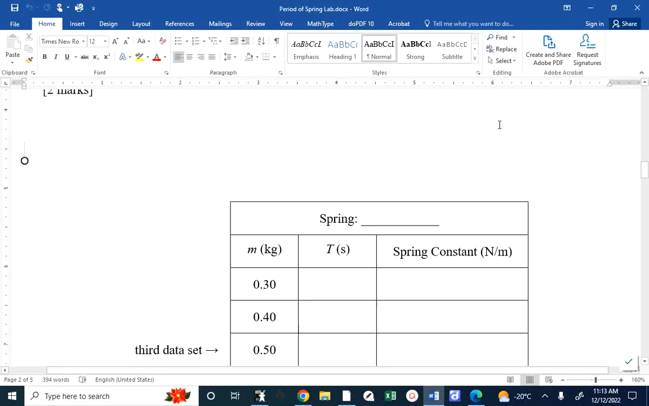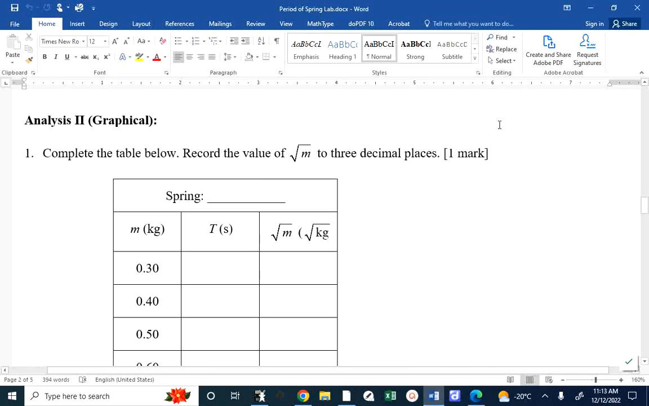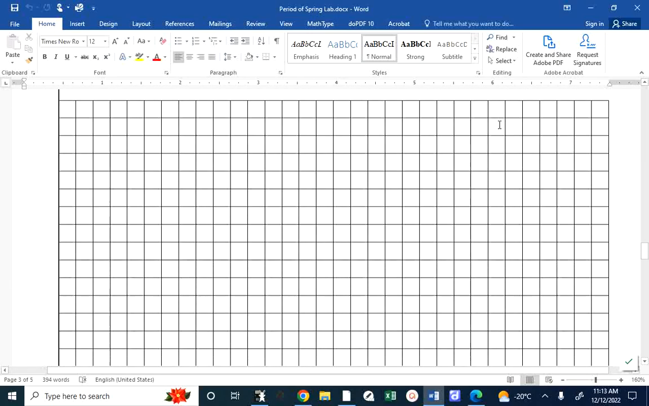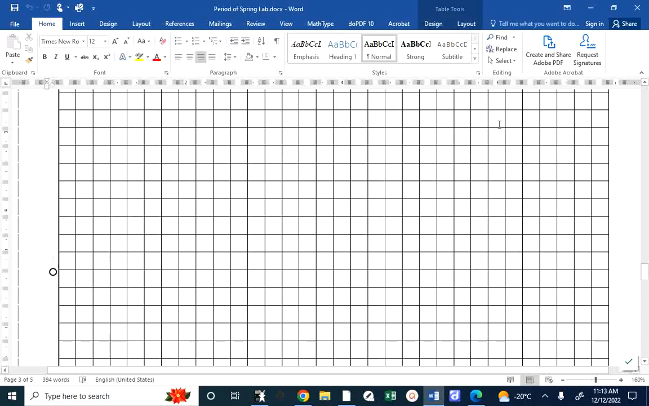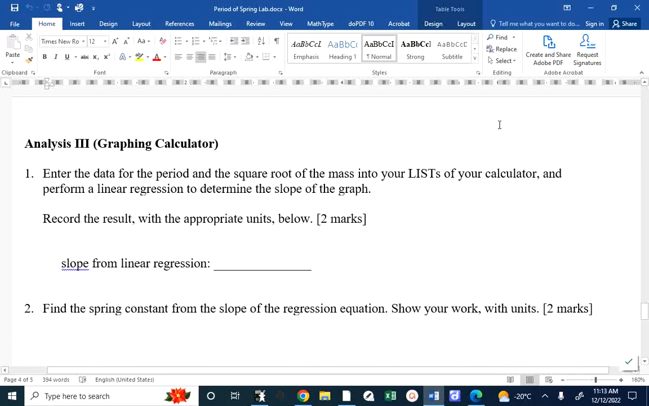Clearly, there's a spot in all of the tables for you to record the letter of the spring. Part of your mark is going to be how close your results are to what they should be. Now the graphical analysis. Analysis 2 will be graphical, where you actually use graph paper to complete the graph. Analysis 3 will be graphical, where you enter the data into your calculator and do a linear regression.